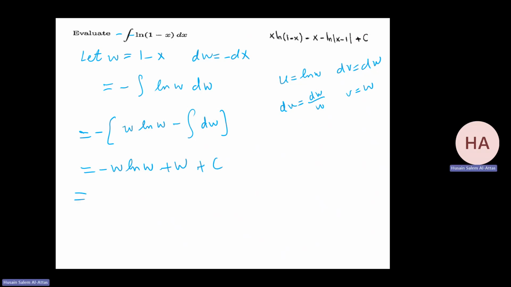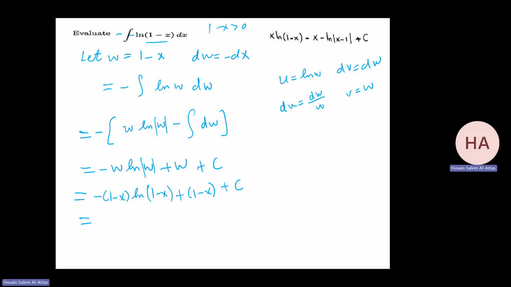Now retain the W. W is what? W will be minus (1 minus x) ln |1 minus x|. I need the absolute value for sure. I think no need for the absolute value because for sure 1 minus x should be positive since I have ln. But you can do it without the absolute value. Plus 1 minus x plus c.